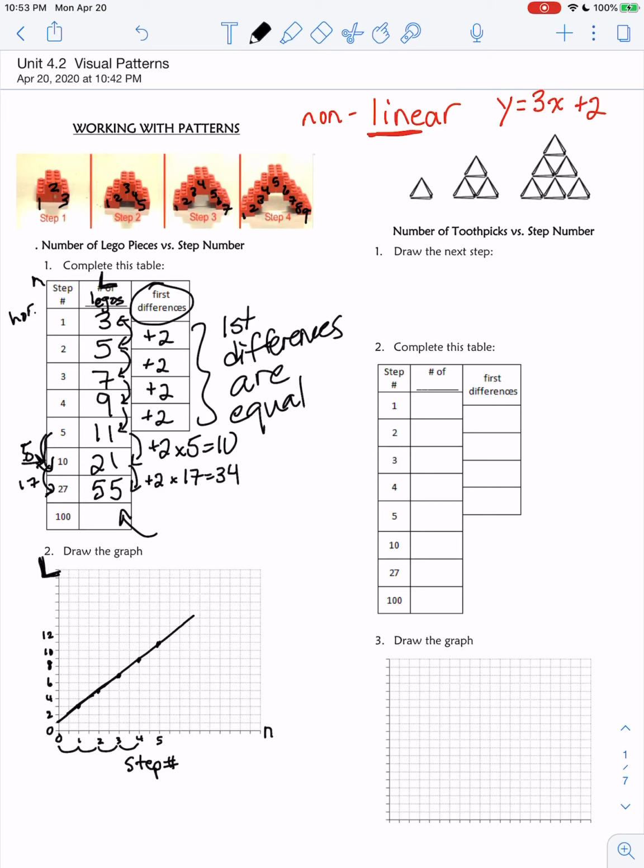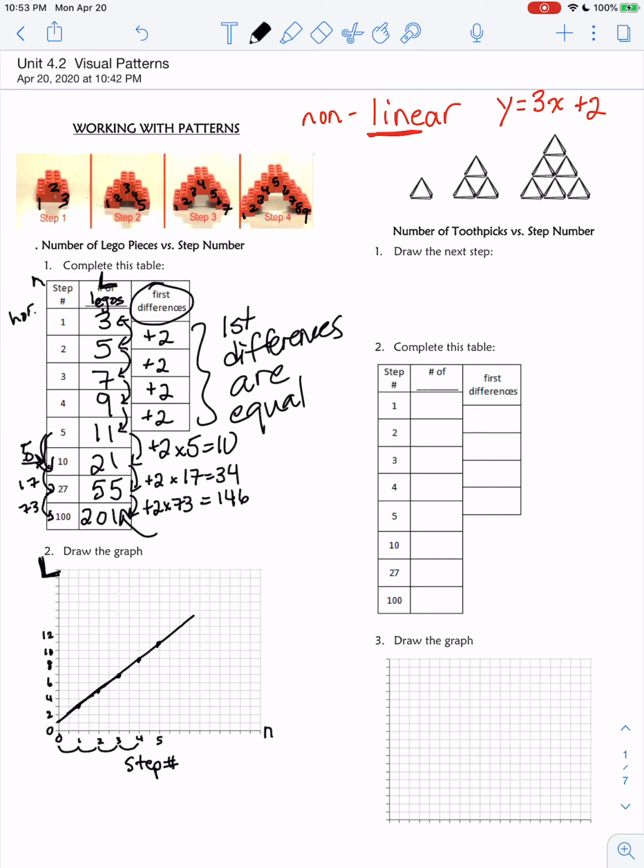And to get from 27 to 100, that's a big jump. That's a jump of 73. So I'm going to have to add 2 seventy-three more times, and 2 times 73 is 146, and 55 plus 146 is 201. So that's one way of doing it.